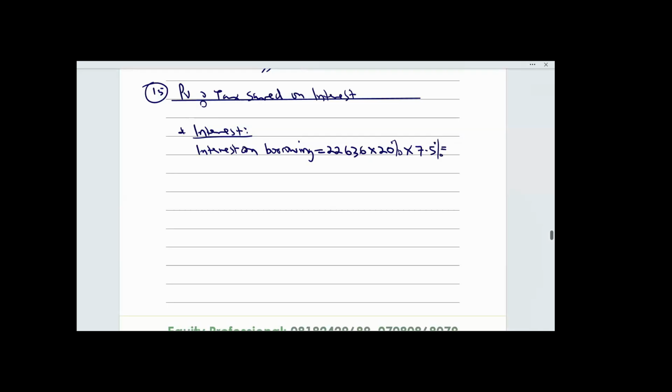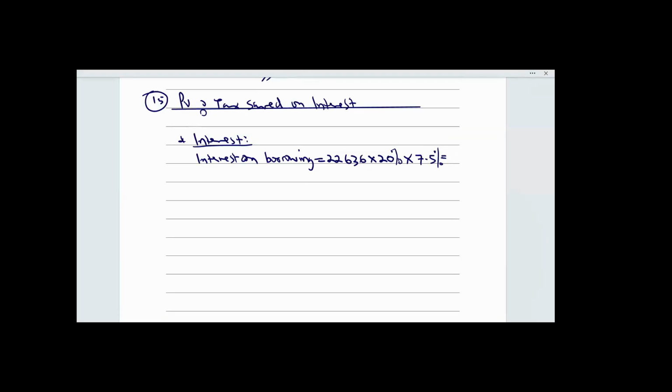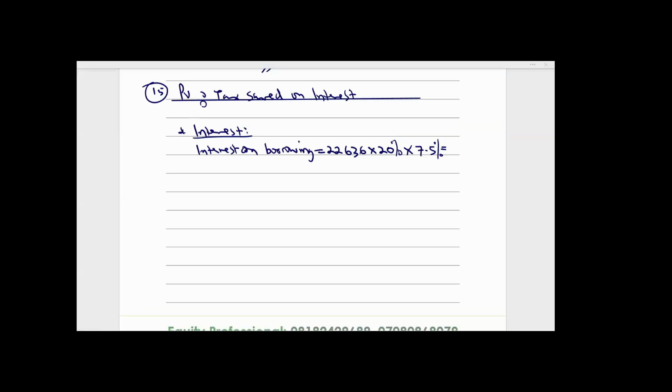So what do we have? 304. Again, we have interest on subsidy.